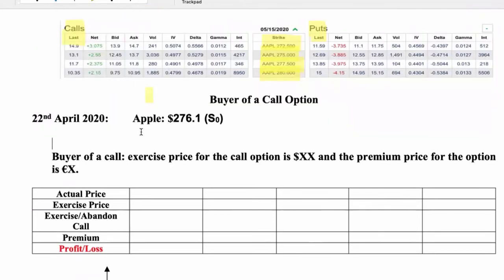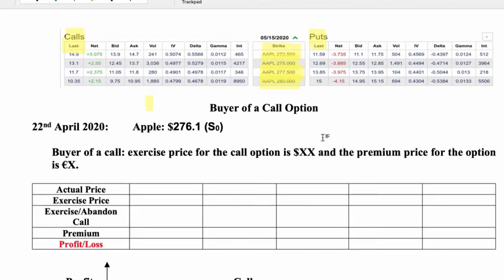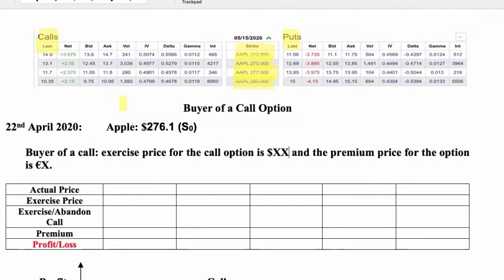We're going to do the buyer of a call option. So where I have the X's in here, we're going to choose the exercise price. So what exercise price are you going to choose? If I say to you in the exam, I want you to do an at the money call option. 275. So that's what I'm going to put in here, 275. And the price for the call option at that point, that price is 13.10. Okay, so let's write in 13.10.